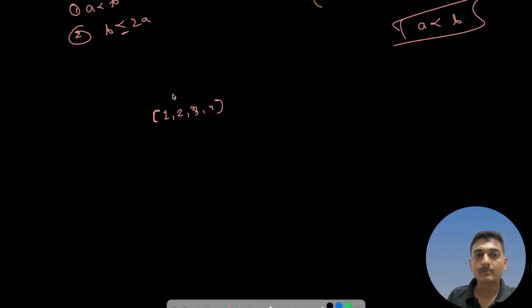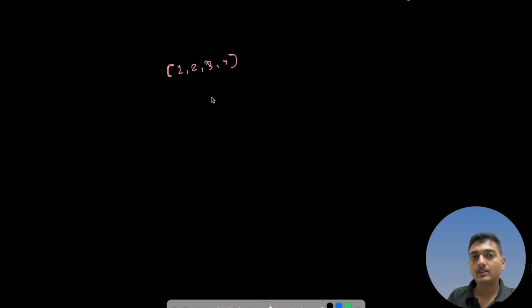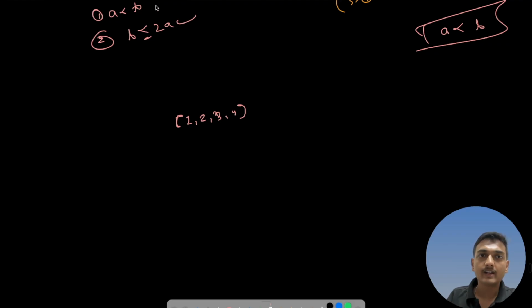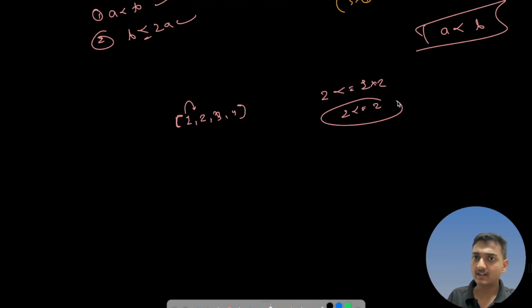I need to figure out, again in a brute force manner, by just putting in these two formulas. A should be less than B. Okay, A is less than B. Is B less than or equal to 2A? This is my B, this is my A. Is this satisfying the condition? 2 is less than or equal to 1 into 2, so 2 is less than or equal to 2. The condition is satisfied, so 1 comma 2 can be my perfect pair.